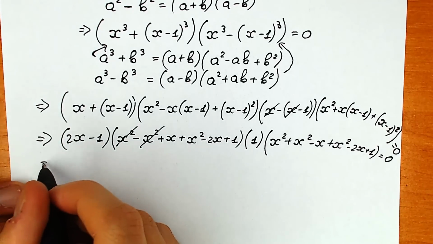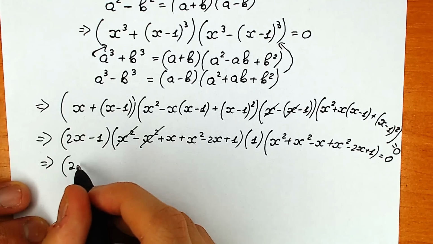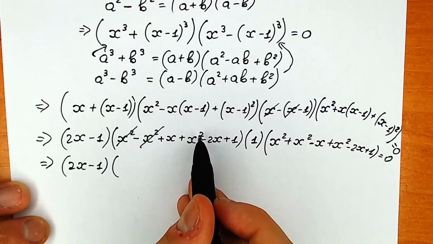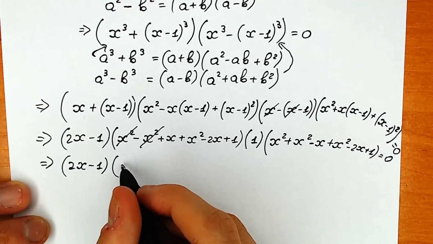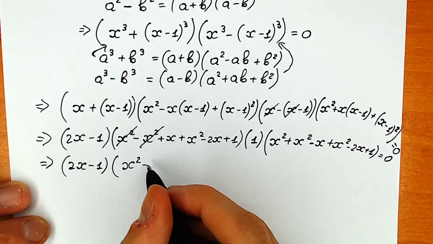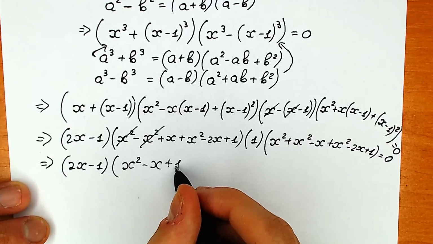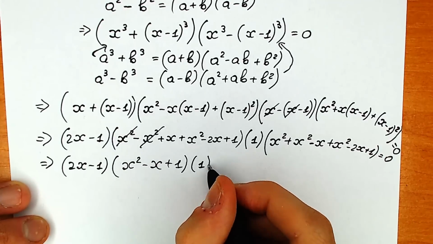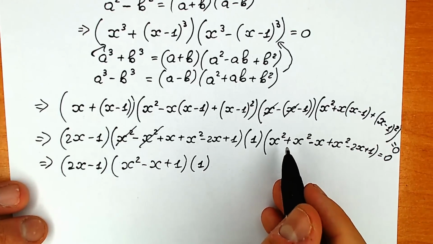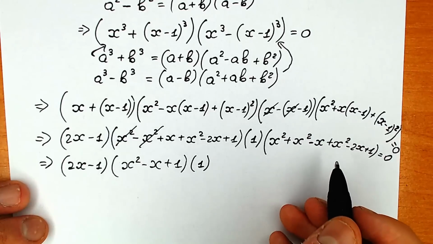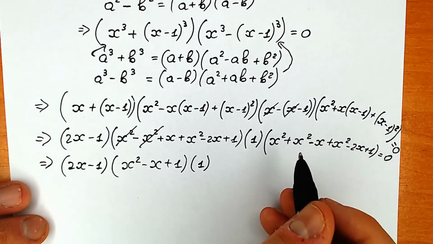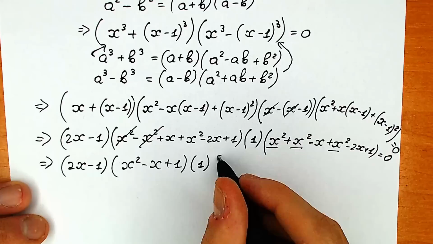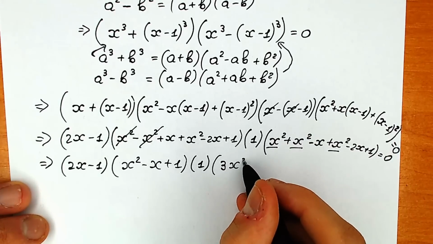So we have 2x minus 1 in the first parenthesis. In the second parenthesis, we have x squared minus x plus 1. And the next thing, we have 1 right here, so let's write it. It changed nothing, but let's write it. And the second thing, we have this parenthesis. Let's see what we can simplify right here. So we have x squared plus x squared plus x squared. This is equal to 3x squared.